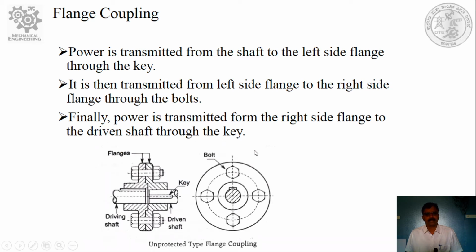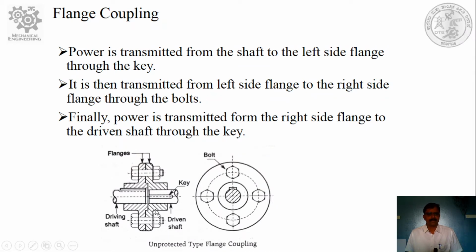Now the figure shows the different elements of the unprotected type flange coupling. Here it consists of a driving shaft and a driven shaft. The flange is mounted on a driving shaft with the help of a key, and here the power is transmitted from driving shaft to the hub of the flange coupling through the key, and then from hub to the flange, and from one flange to the other flange through the bolt, and then flange to the next hub, and hub to the shaft through the key.